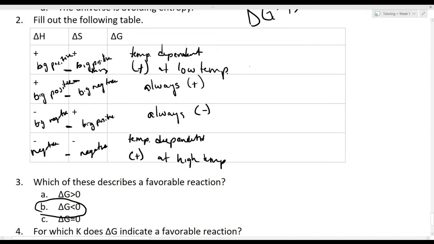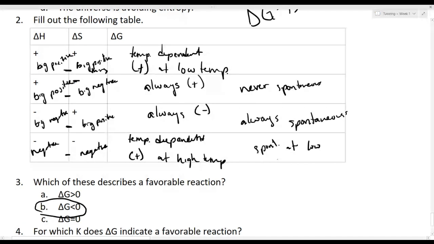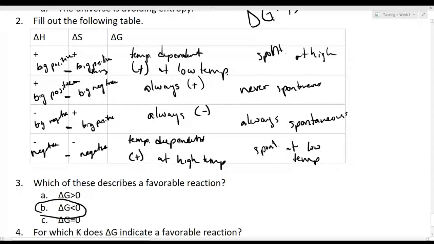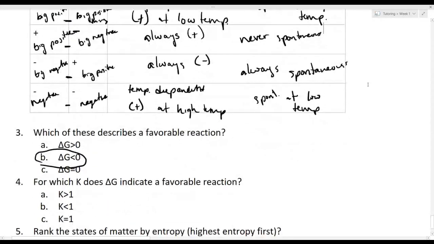So I'm going to go ahead and come back up here. So this is never spontaneous. This is always spontaneous. This is spontaneous at a low temperature because it's positive at a high. And this is spontaneous at a high temperature. All right, does that make sense to everyone? Okay. All right, and actually we're pretty much done because these last two are just conceptual questions.